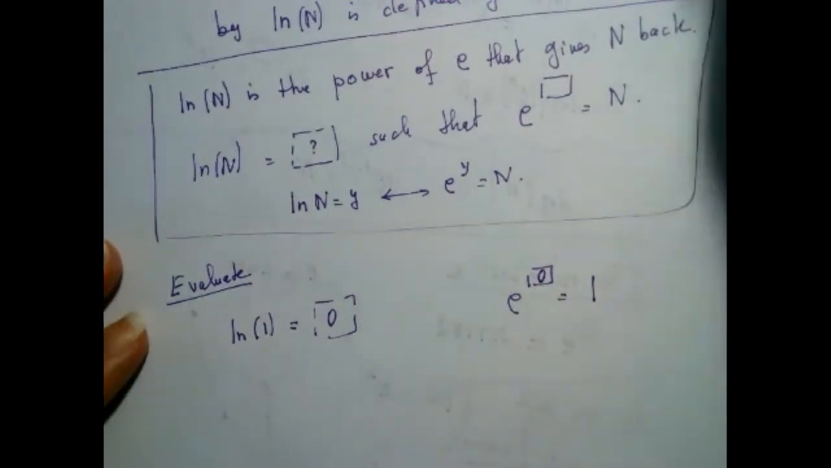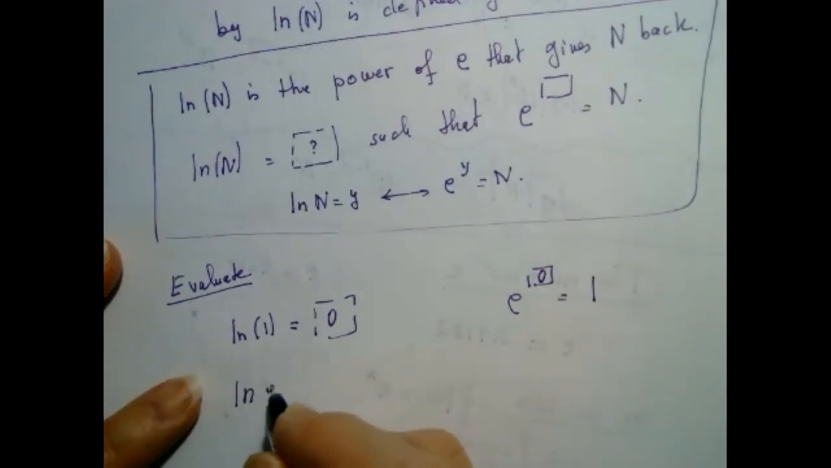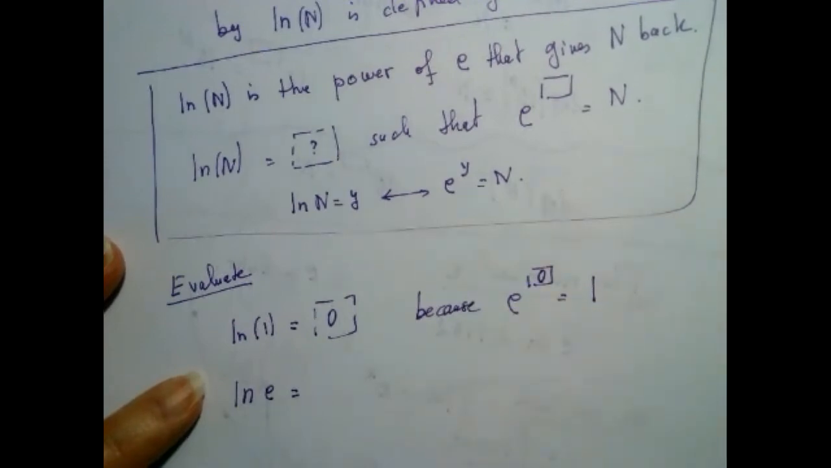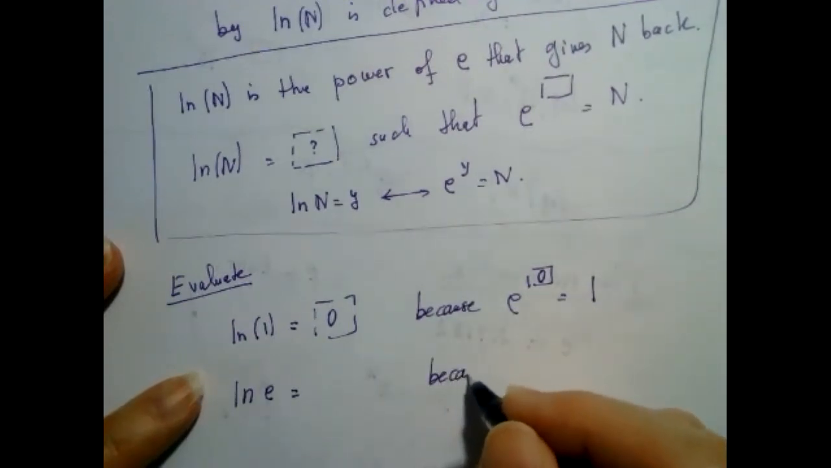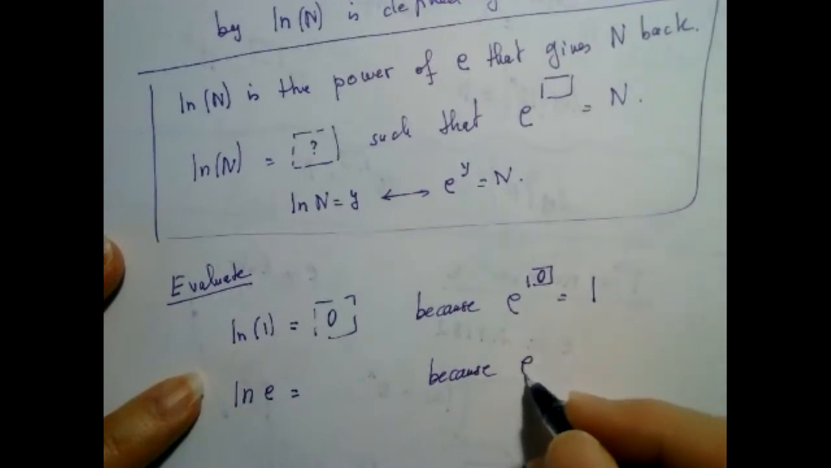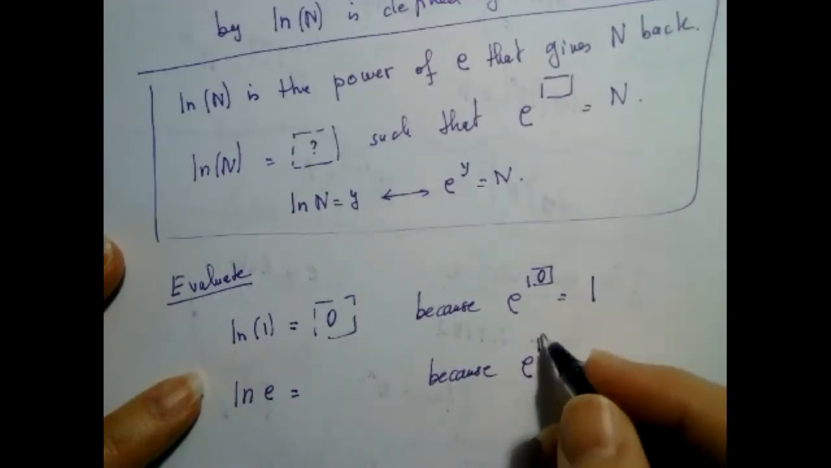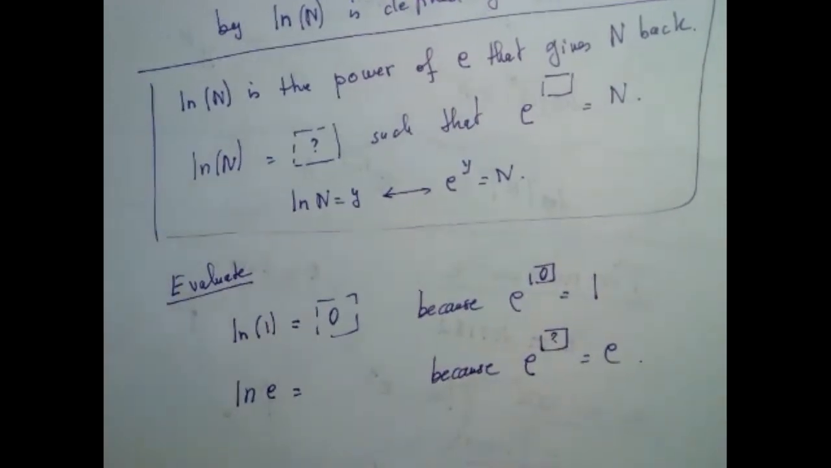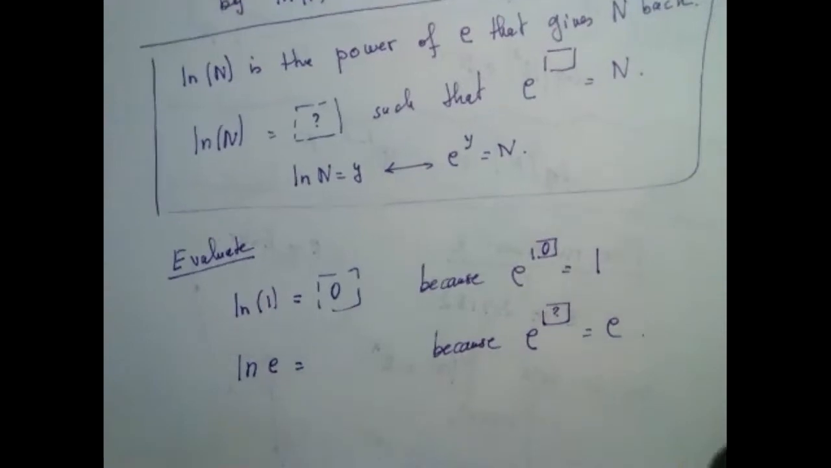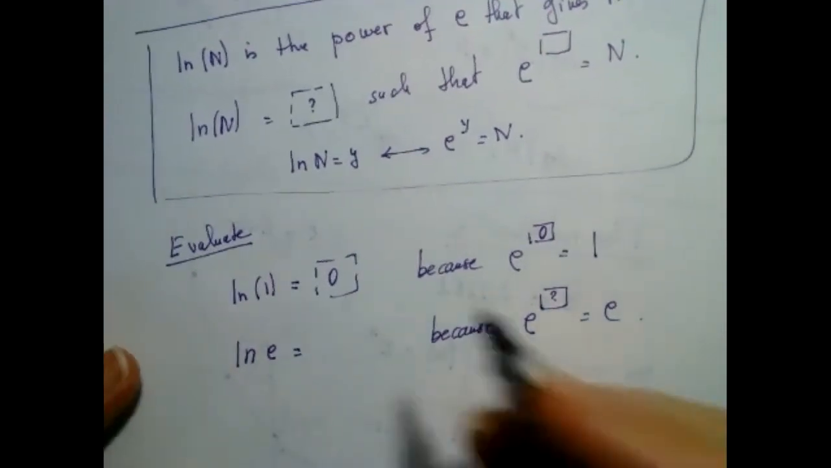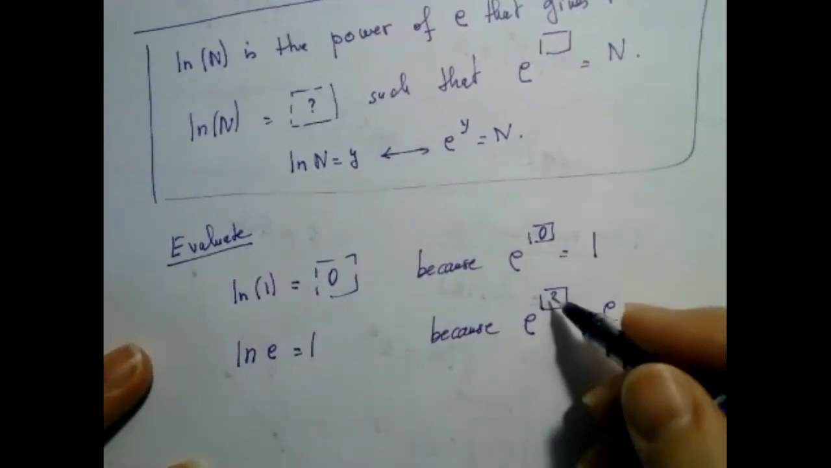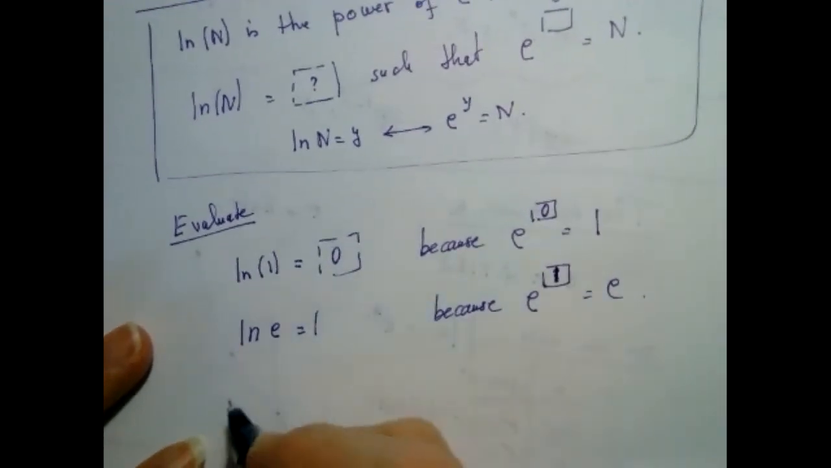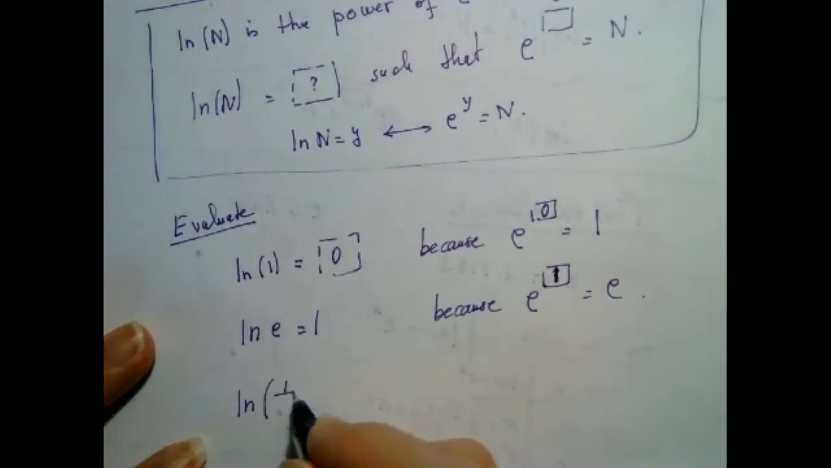All right, now let us say ln of e equals what? It means e, which is 2.718, to which power should I raise it to get e? That's what ln of e is. So now quickly back to you. It equals 1, because e to the 1 is equal to e. That's really how we're thinking about it. All right. What is ln of 1 over e?